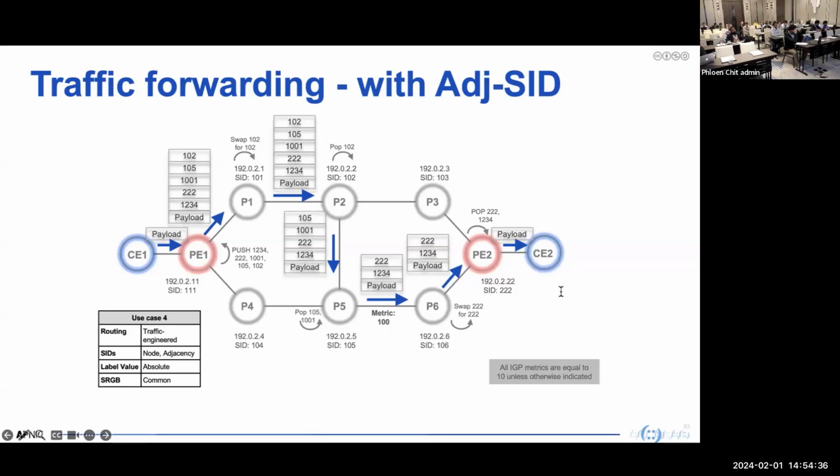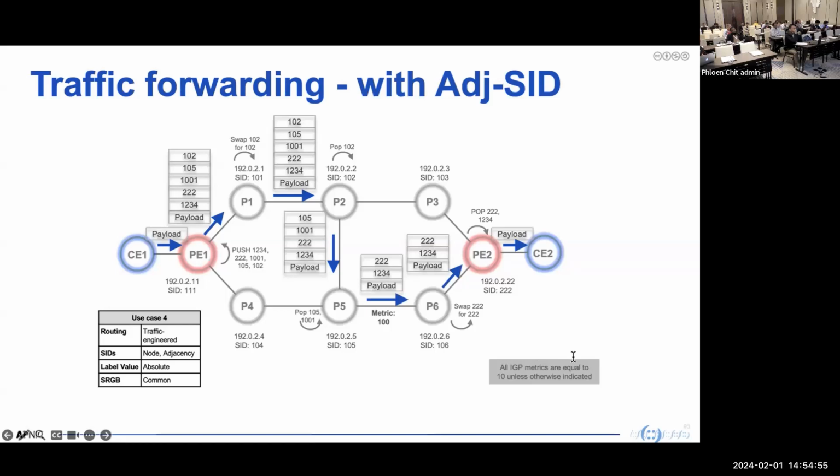The whole instruction is like saying that P1 first, you should take the shortest path to P2, then take the shortest path from P2 to P5, then go through the P5's point-to-point link with P6, and then take the shortest path from P6 to PE2. Let's see one by one.